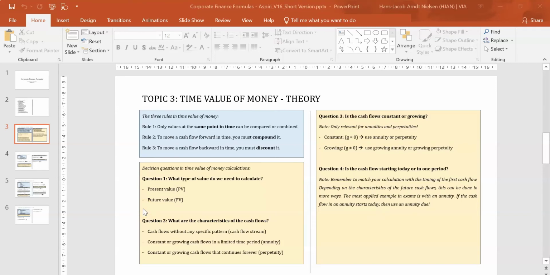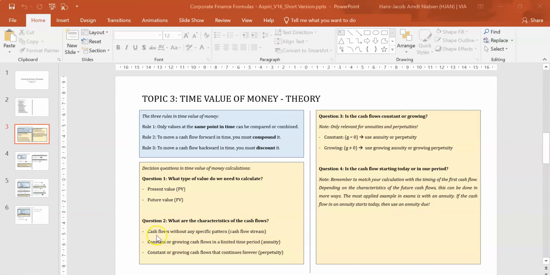The second question you have to ask yourself is, what are the characteristics of the cash flows? In corporate finance, we generally have 3 different characteristics, and I'll just make a comment to each of them. The first one is maybe the easiest one to spot, and that's where we have no pattern. So imagine that you had a stream of cash flows in the future that varied from 10 to 200 to 70 to 30, and there was no pattern in the cash flows. So that would normally just be a cash flow stream that we would have to look at.